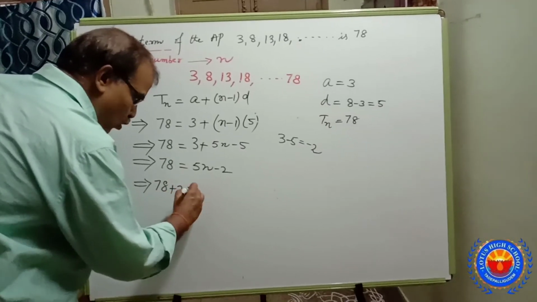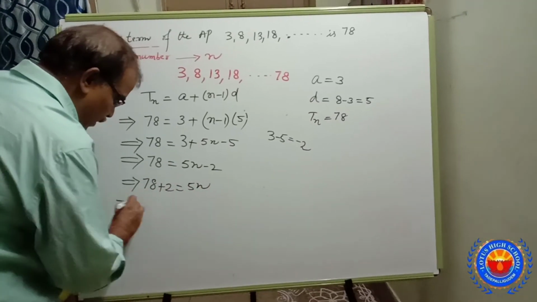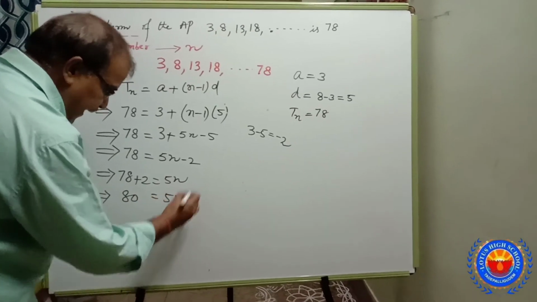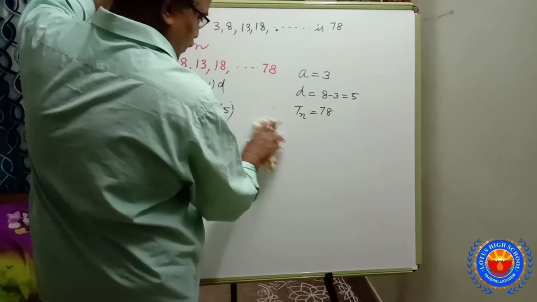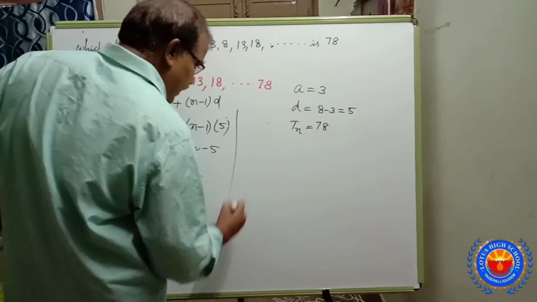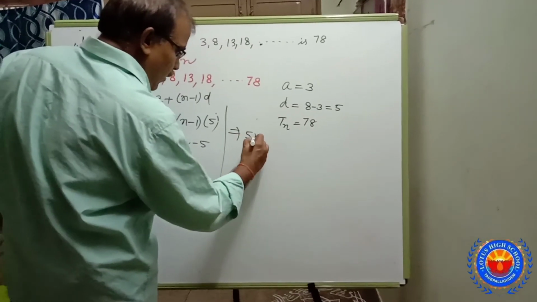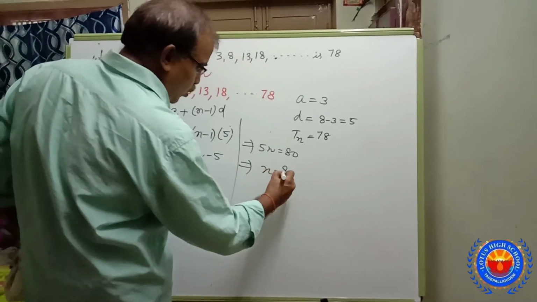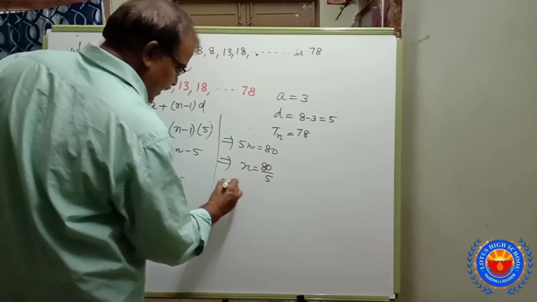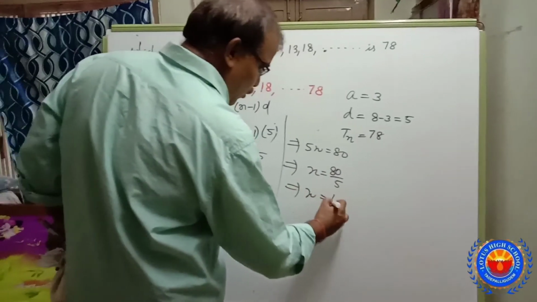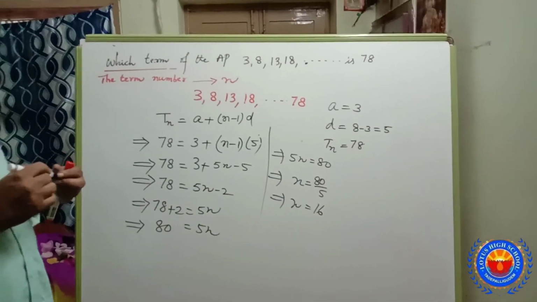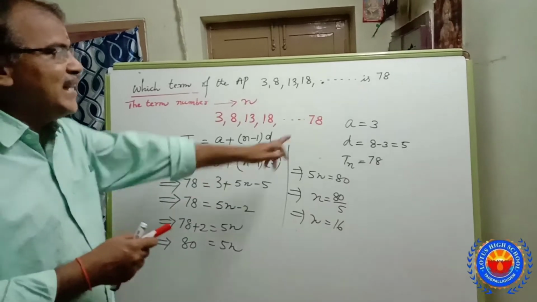This will be 5n plus 2 is equal to 80. So here 80 is equal to 5n, that is nothing but 5n is equal to 80. That is nothing but n is equal to 80 by 5, that is nothing but n is equal to 16. N is equal to 16. Therefore, 16th term is 78.